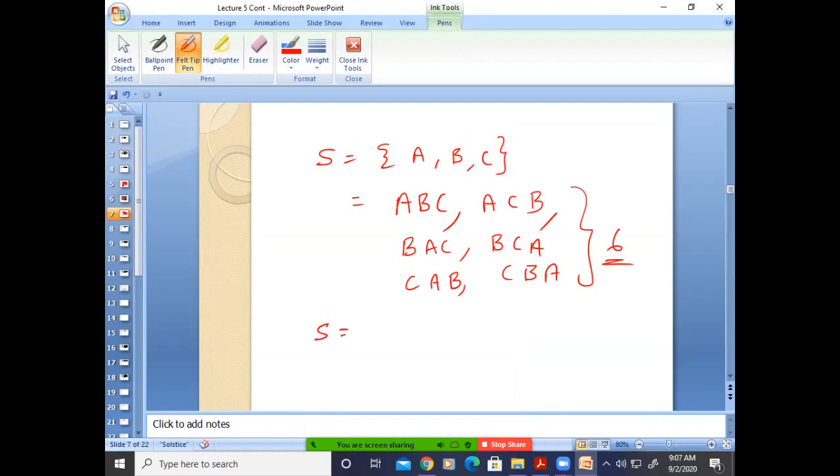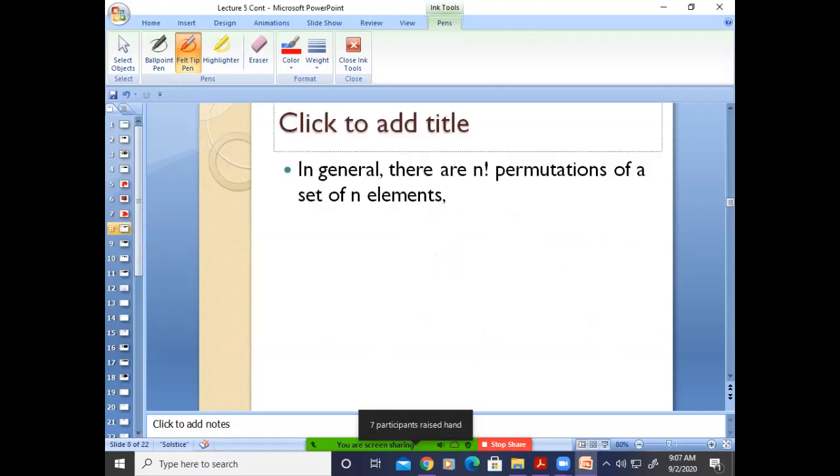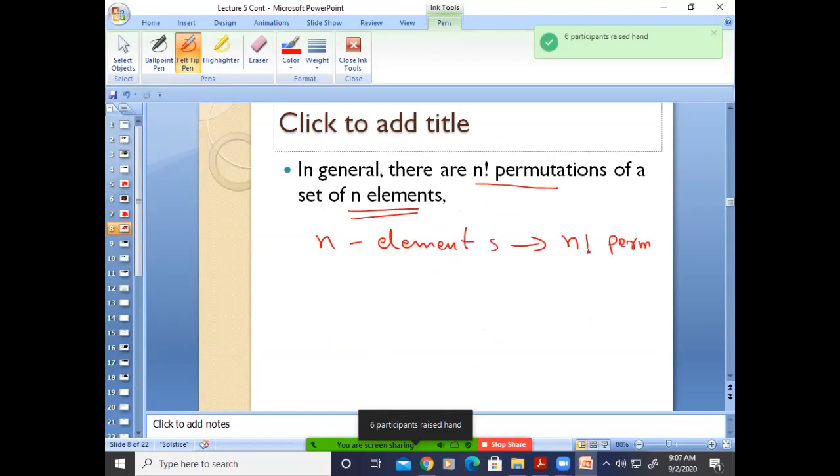So if S is equal to A, B, C, and so on up to Z, total how many? 26. So we'll get 26 factorial combinations. Right? That is, for a set of n elements, how many permutations or combinations? There are n factorial permutations.